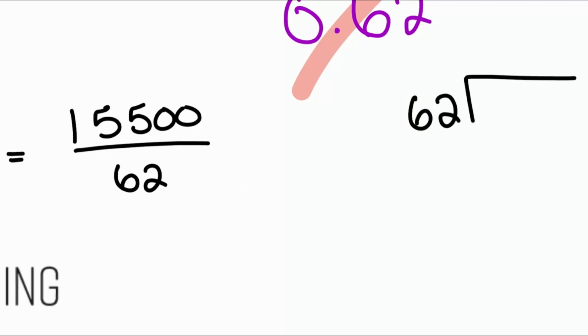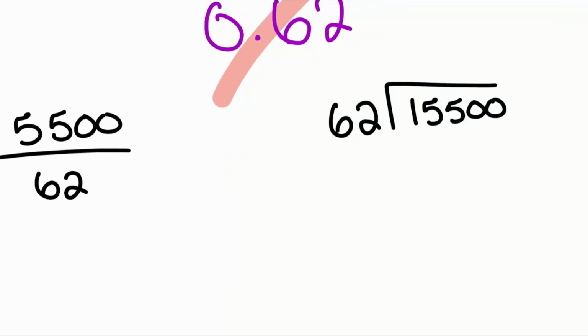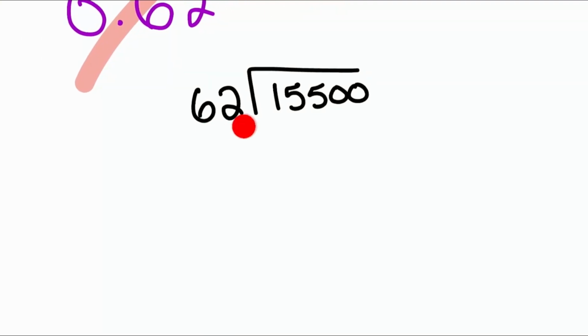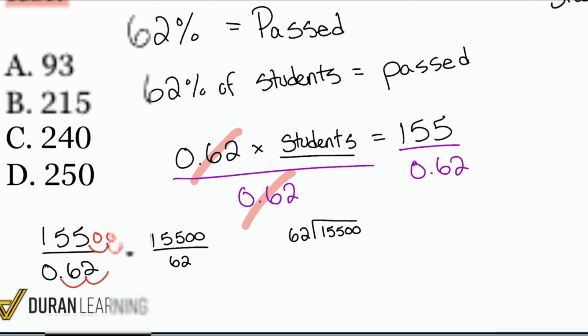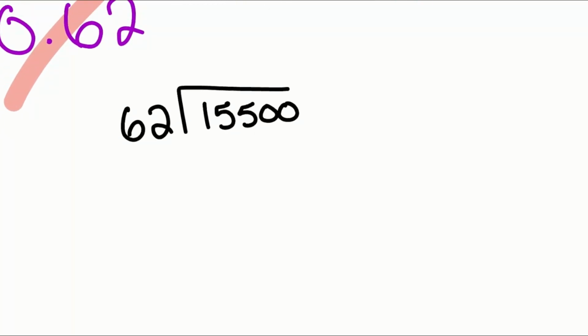62 going into 15,500, just like that. So here we go. 62 going into 1, it doesn't. 62 going into 15, it doesn't. Then 62 going into 155, everybody. How many times does 62 go into 155? Yeah, that's going to be twice.